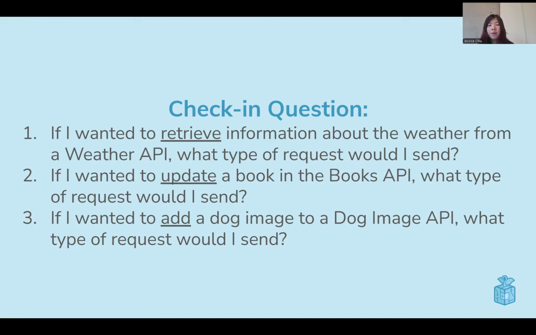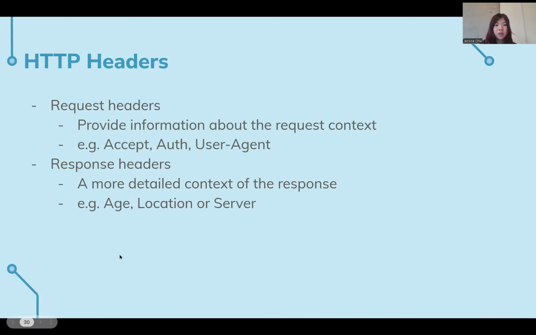Okay, third, if I want to add a dog image to a dog image API, what type of request would I send? Well, in this case, you would send a POST request because you're adding a new value. Okay, hope you got those all right. If not, that's okay. Just review a little more.